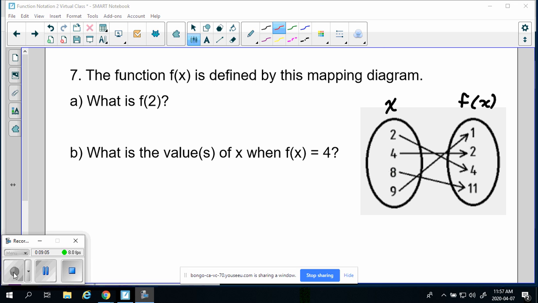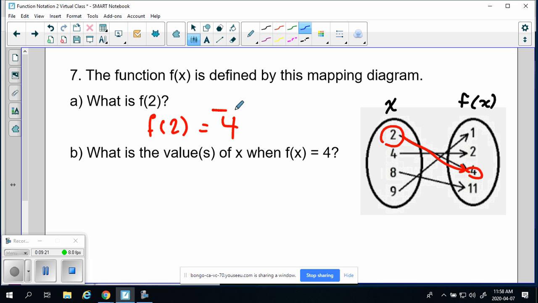What is f of 2? So they have given us an x value. We are going to look it up on our mapping diagram over here, and they want us to find the y value. So it happens to be 4. So you would say f of 2 is equal to 4. And if it was a numerical response, you would just put 4.